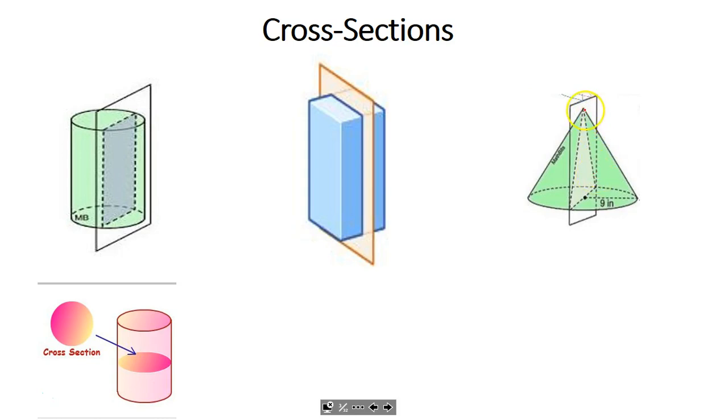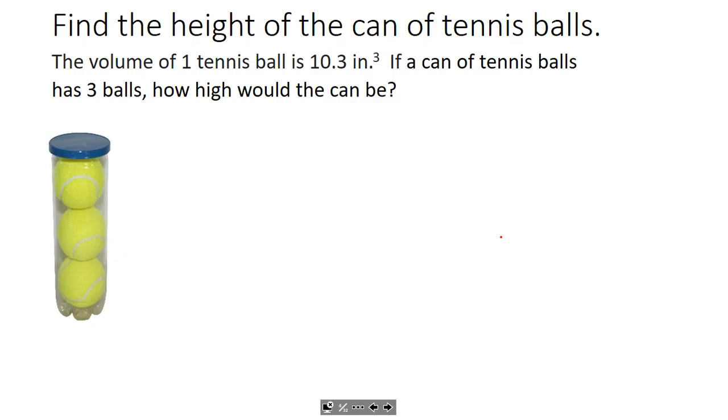That's the apex. And so if we have a cross section that goes through the apex of the cone, which would be the point that it comes to, then that is a triangle. And then again, if we go parallel to the base, we're going to have a circle again.